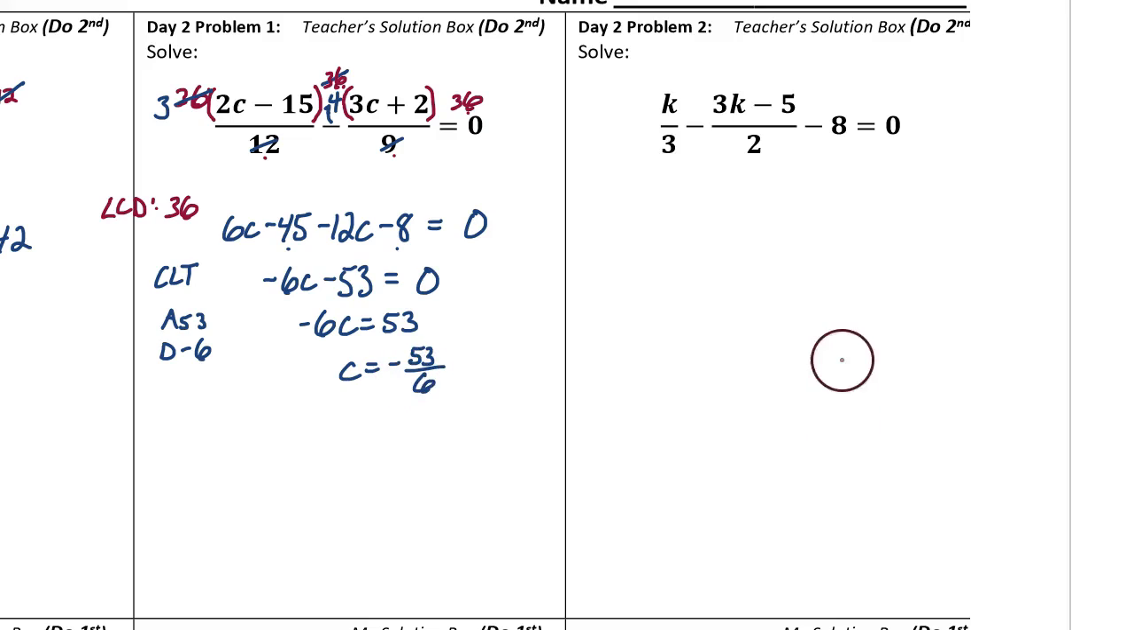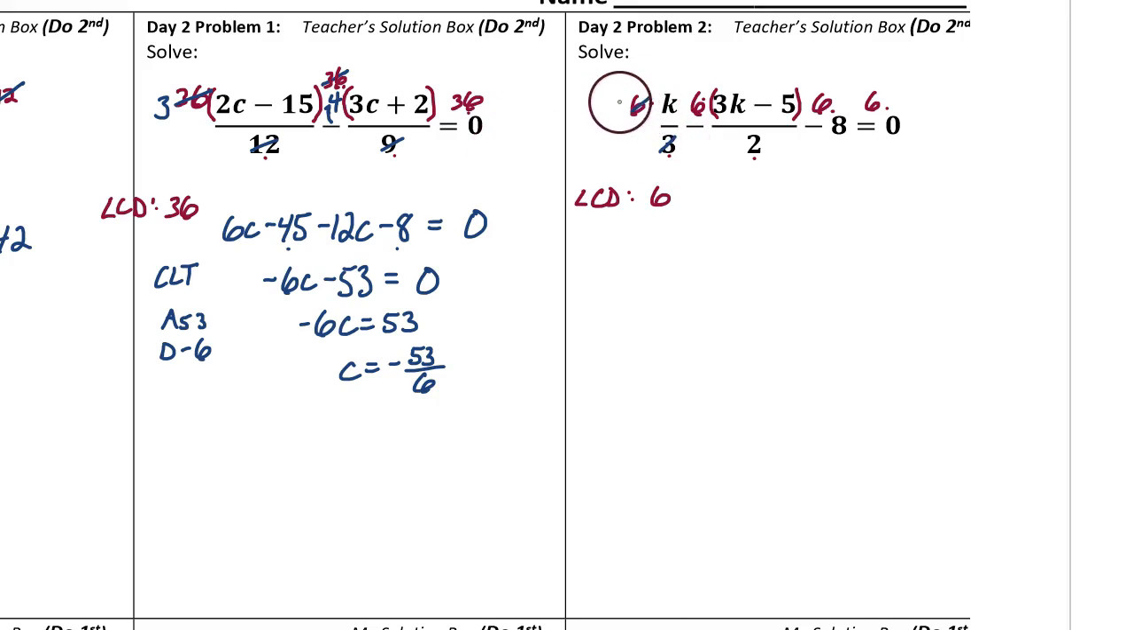Day 2, problem 2. We have another equation that we're asked to solve, and it has fractions. So the technique is to multiply all terms by the LCD. The denominators are a 3 and a 2. The lowest number that 3 and 2 both go into is the number 6. So let's times this by 6, times this numerator by 6, times the 8 by 6, and times the 0 by 6. We're timesing all terms in the equation by 6. The reason to do that is so the denominators cancel.